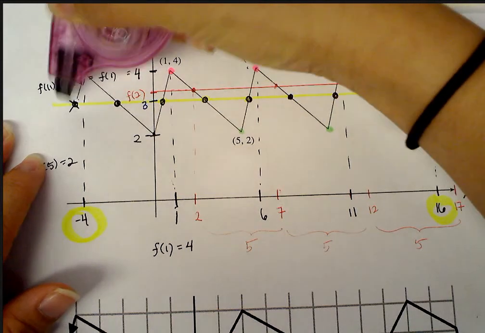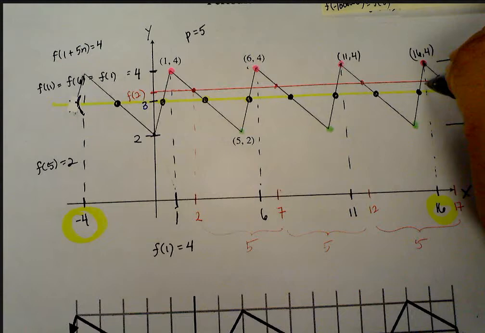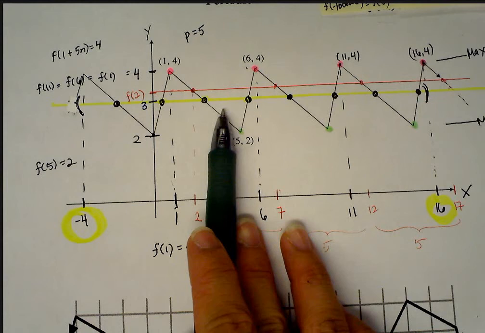So basically, I have to start here and end here. And I counted 8 of them. 1, 2, 3, 4, 5, 6, 7, 8. Get me?